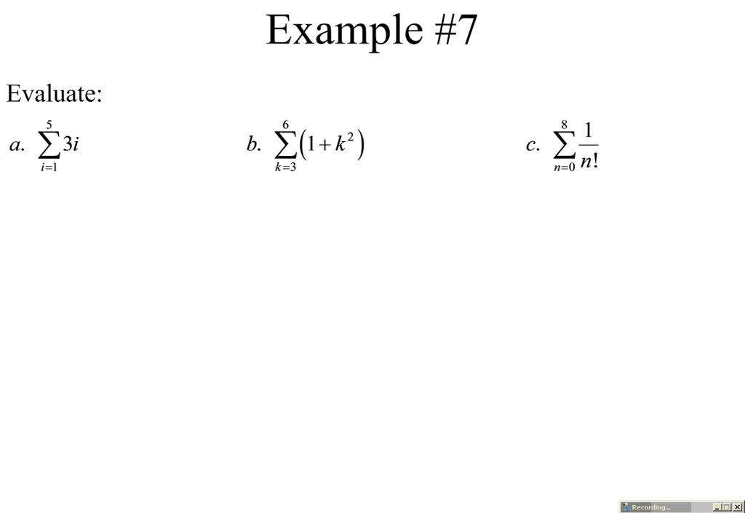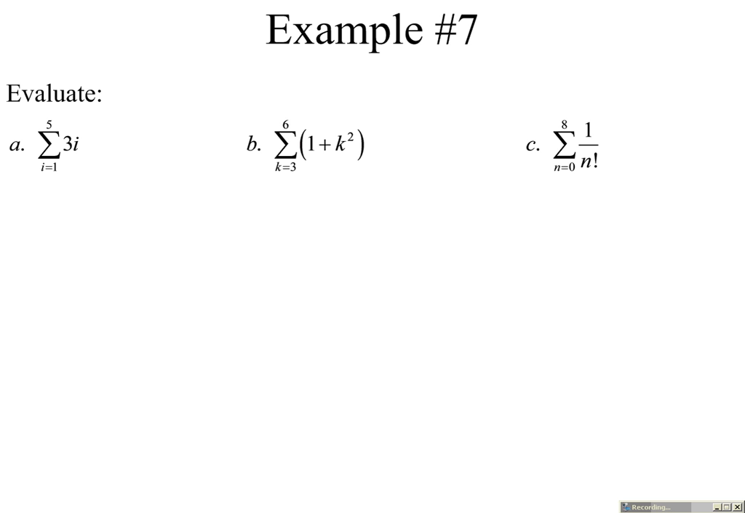Okay, evaluating. Sum from i equals 1 up to 5. This tells you that there are 5 terms because we're starting at term 1 and our upper bound is 5. If you can remember, always take the upper bound minus the lower bound and add 1 to it. That will tell you how many terms are in your sequence. In this case, 5 minus 1 is 4. Add 1 to it, there are 5 terms.